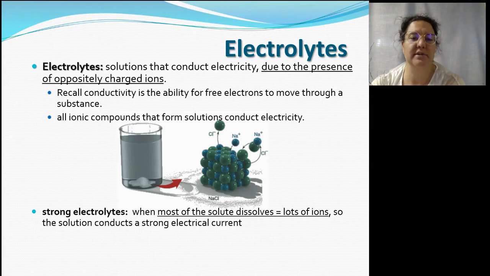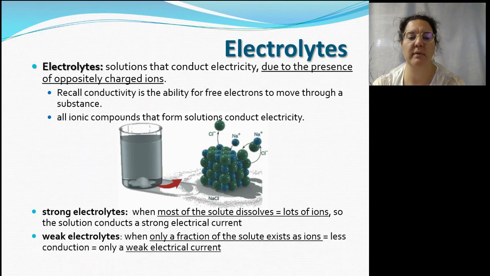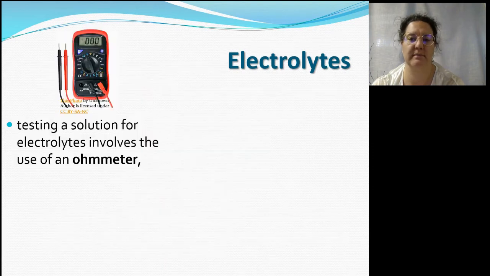So electrolytes are solutions that conduct electricity due to the presence of oppositely charged ions, so cations and anions. So conductivity is the ability for free electrons to move through a substance, and all ionic compounds that form solutions or dissolve conduct electricity. Strong electrolytes are when most of the solute dissolves, and so lots of ions are available in the water. And weak electrolytes are when only a fraction of the solute exists as ions, so there's less conduction and a weak electrical current can be tested.